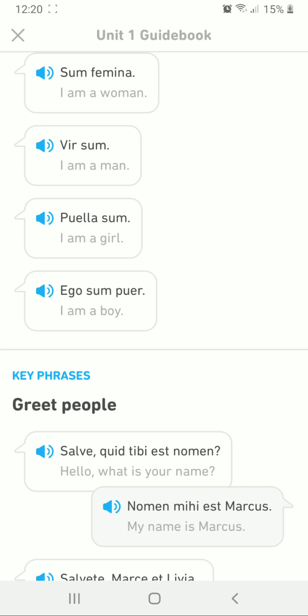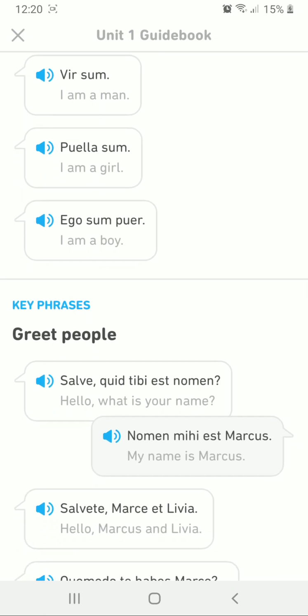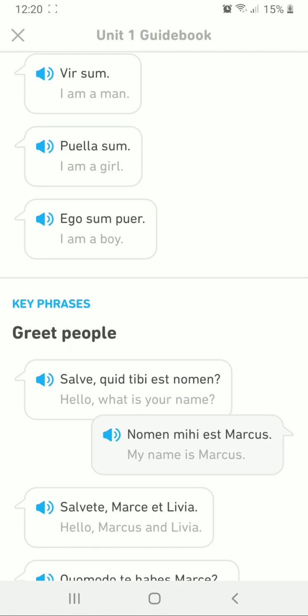But puella sum, girl I am, if you translate literally, and vir sum, man I am, and sum femina, I am a woman. Here we see that it's kind of flexible. It's not rigid in the way you can construct your sentences, at least in this case. So ego sum. You can remember this. I am, so ego sum.